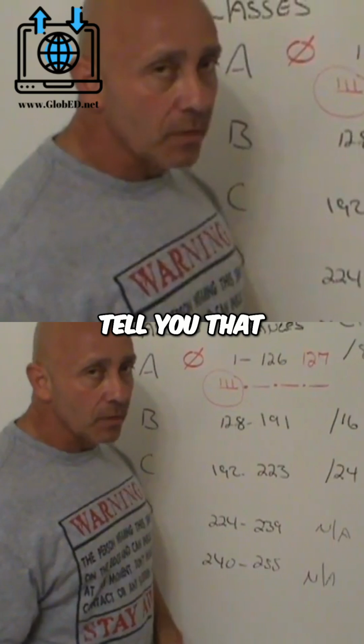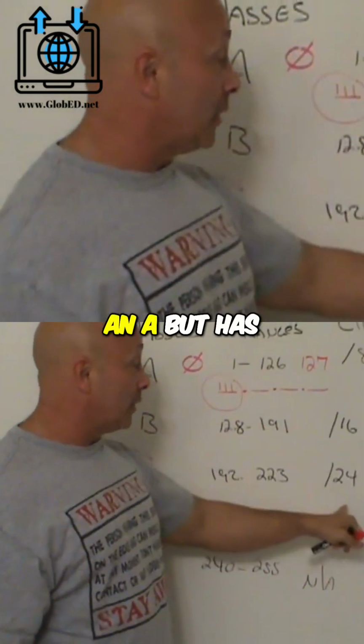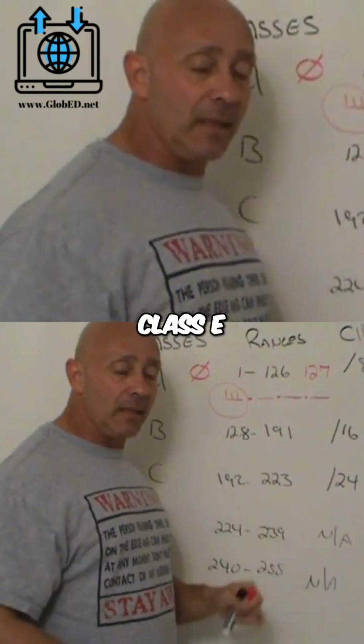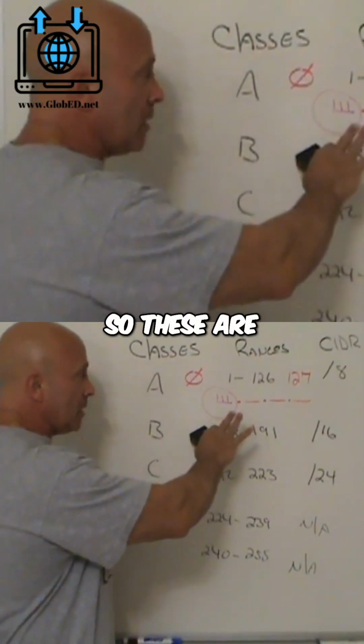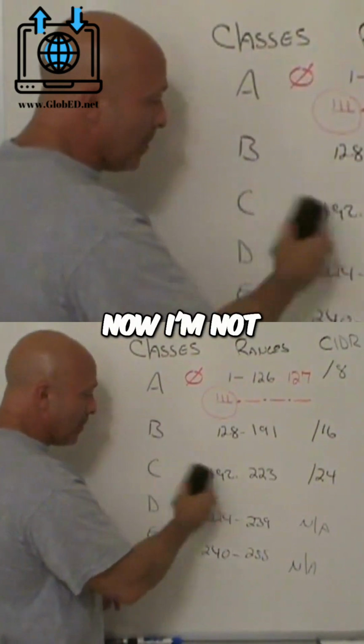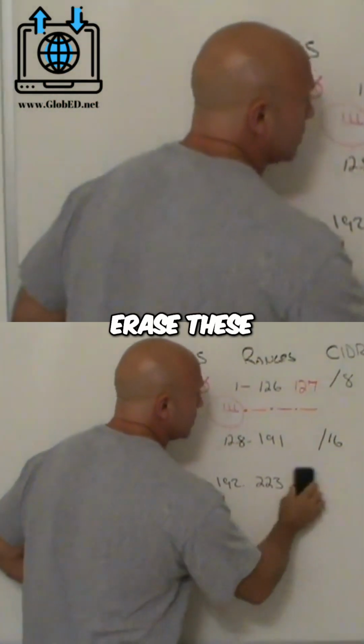So don't let anybody tell you that if you have something that you classify as an A but has a 24 mask, that means it's a class C. That is incorrect. That is false. All right. So these are your entire ranges. Now I'm not going to focus anymore on the D and E, so I'm going to erase these.